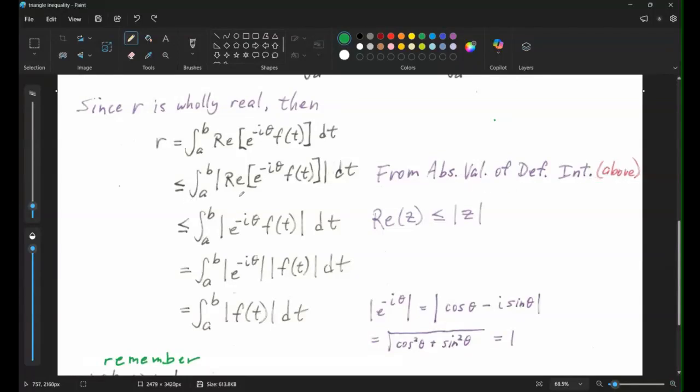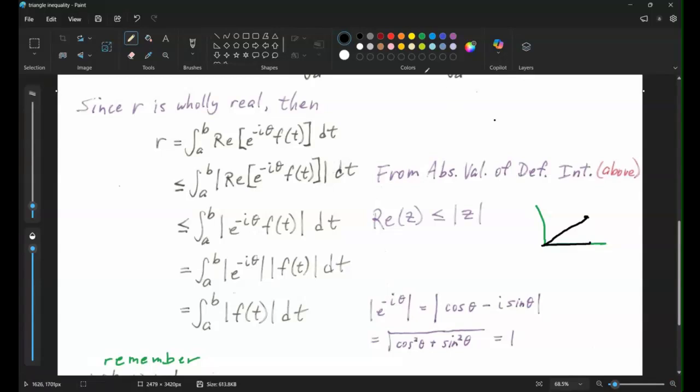Okay, and then we can conclude that the integral of the real part is going to be less than or equal to the integral of the whole complex number, based on the fact that the real part of z is less than or equal to the modulus of z. And that's pretty straightforward to think about. If you have a complex number and you have the real part, the modulus is going to be greater than or equal to that.